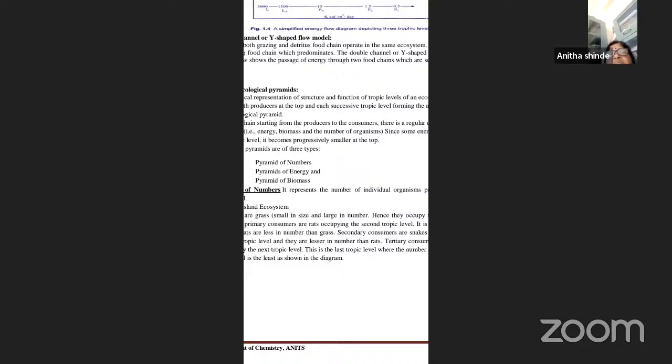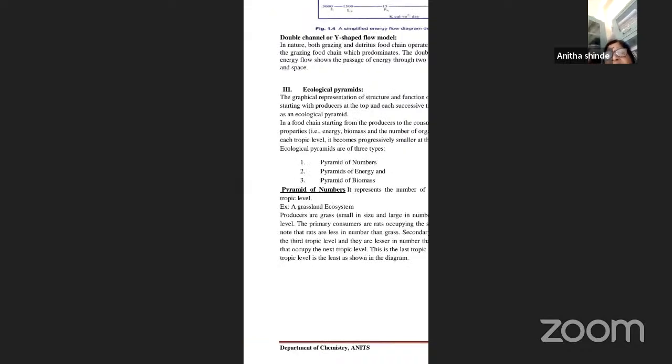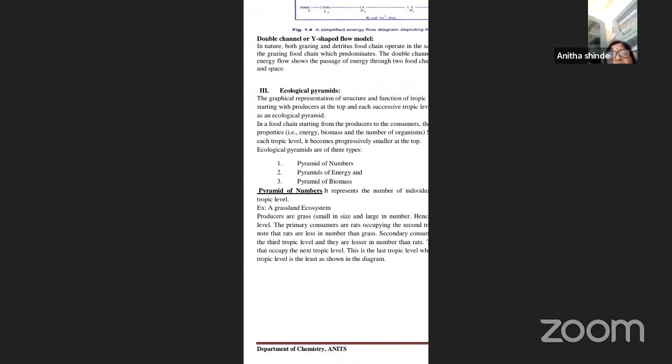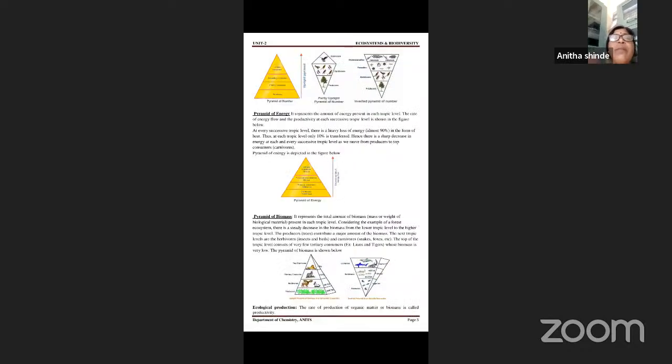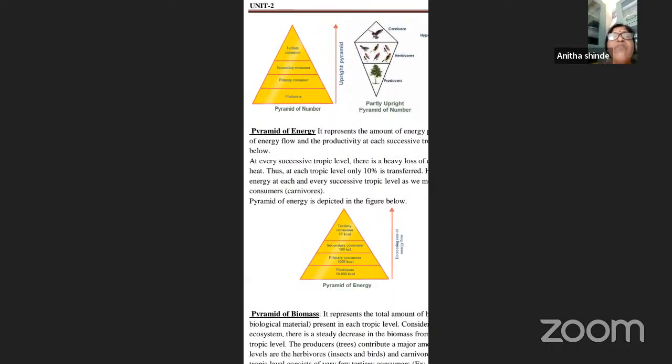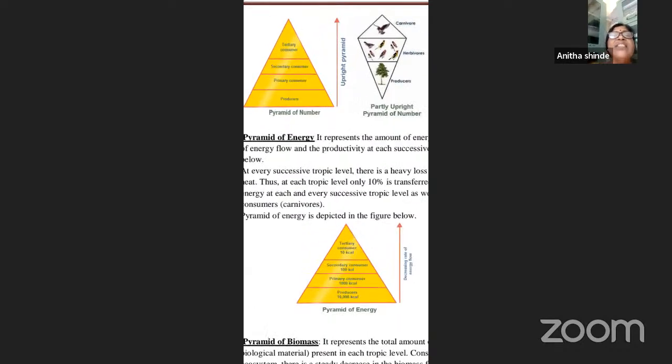What they mean to say is that the pyramid of number represents the number of organisms present at each trophic level. The producers are more compared to the primary consumers, then the secondary consumers, then the tertiary consumers, so the figure will be different. Now we'll see the figure here. This is the pyramid of number. Producers are more in number, followed by the primary consumers, which are less, then the secondary consumers, followed by the tertiary consumers.